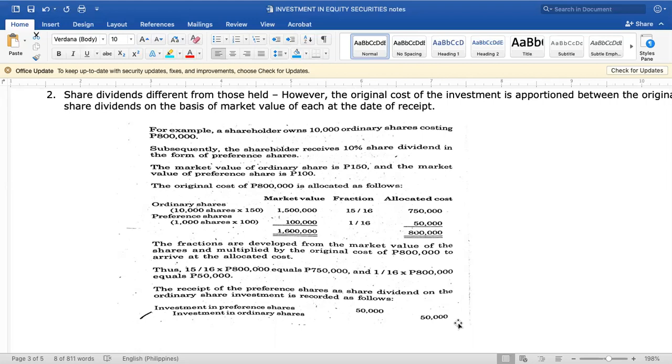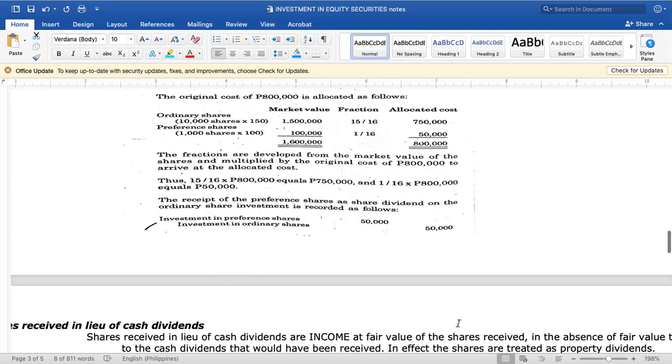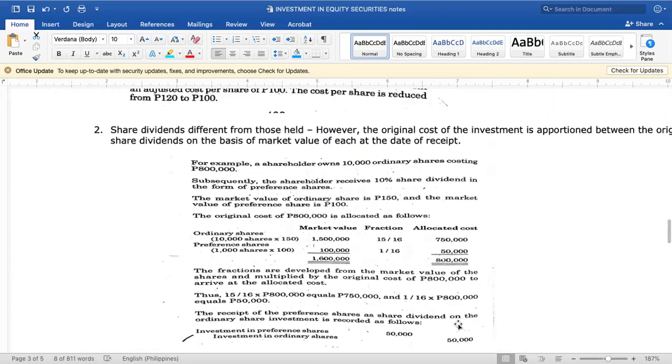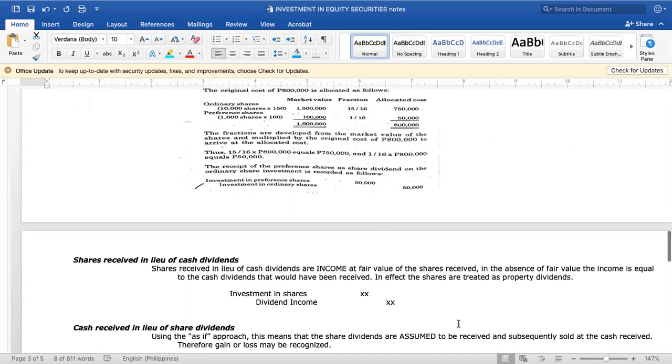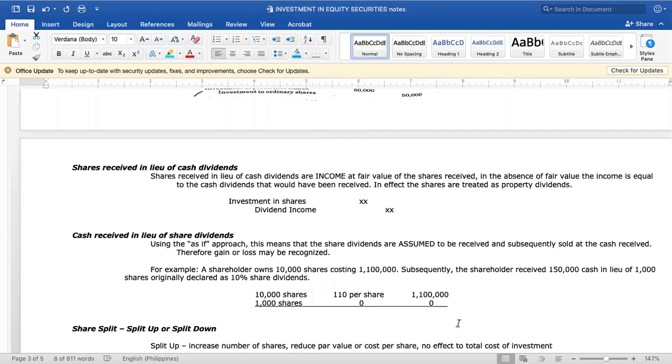So therefore, the total cost of the investment is still 800,000. So that is share dividends from those held, okay, different from those held. So this time we'll just discuss shares received in lieu of cash dividends.